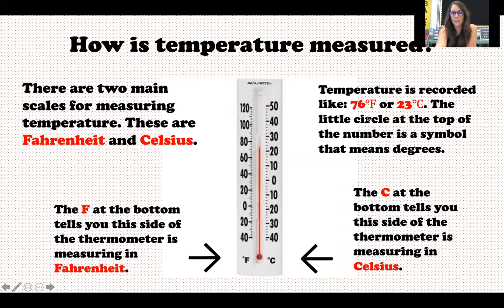Temperature is recorded like this. So you'll put the number, this little circle at the top, and then if you're using Fahrenheit, you'll put a capital F. If you're using Celsius, you'll use a capital C. The little circle at the top of the number is a symbol that means degrees. A lot of times when we're writing or drawing, we use symbols. Instead of writing out the word degrees every time, you can put that little circle at the top. So you would read this as 76 degrees Fahrenheit, or you would read this one as 23 degrees Celsius.